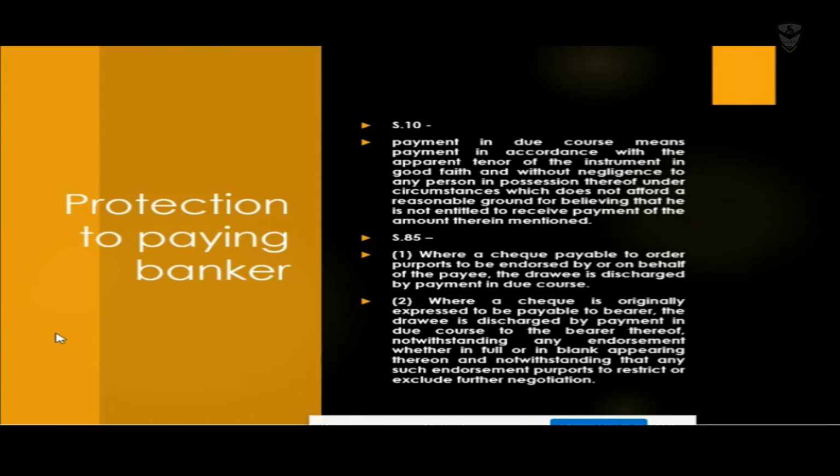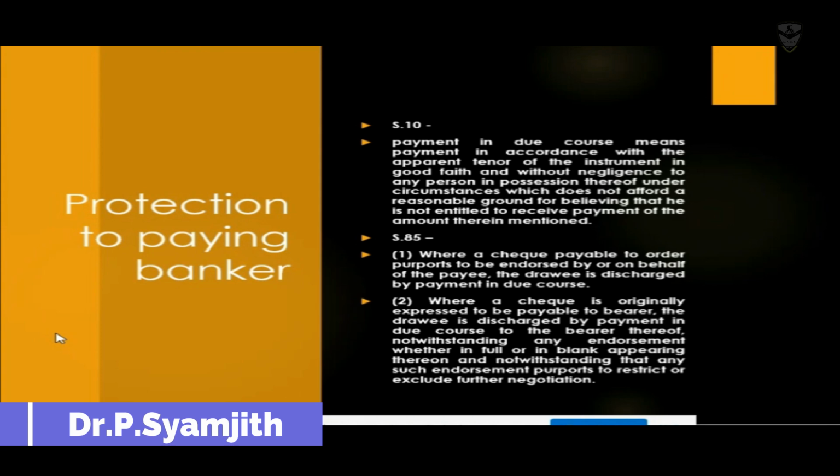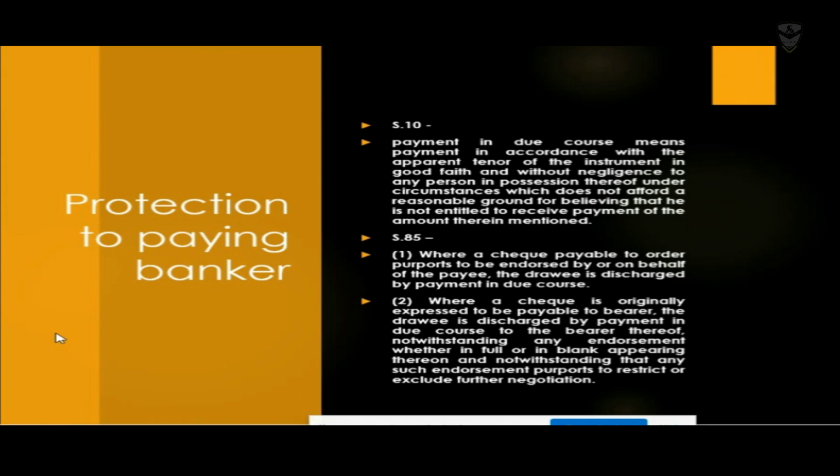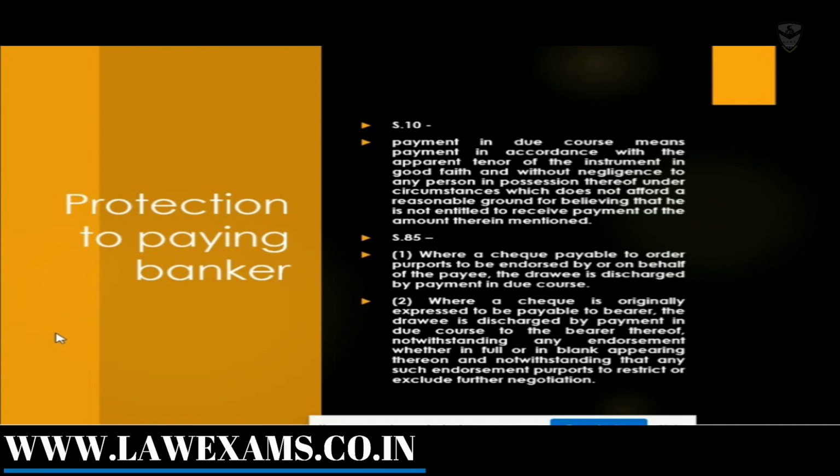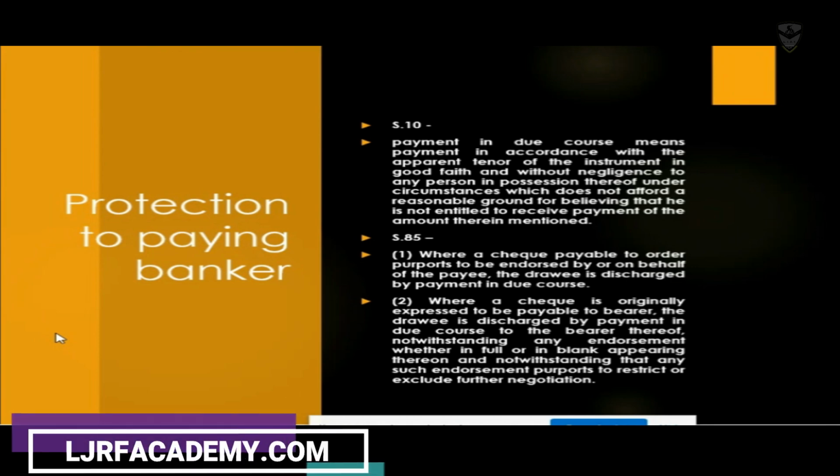So a check is drawn in favor of an order, in favor of a particular person, and is endorsed in favor of another person. If the endorsement is right, the bank has a right to make the payment to the endorsee. But when the check is originally expressed to be payable to bearer, the drawee is discharged by payment in due course to the bearer thereof, notwithstanding any endorsement, whether in full or in blank, appearing thereon, and notwithstanding that any such endorsement purports to restrict or exclude further negotiation.